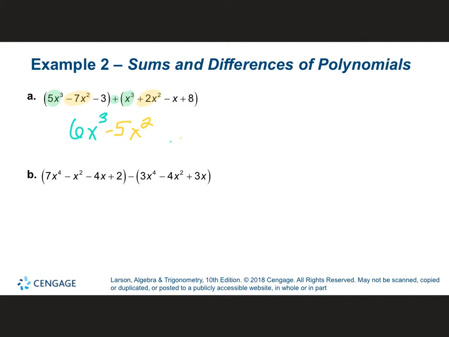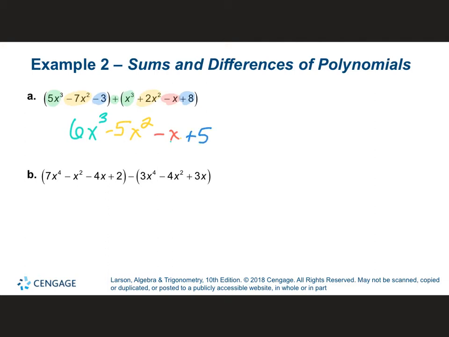And then I'm going to say, okay, I have x cubed, x squared, now I have x to the first power. Do I have any other variable that has x to the first power? And I'm going to say no, so I would just have minus x. And then I have my constant. So I'm going to look at my constant. I have a negative 3 and a positive 8. And we're going to say, oh, okay, well, negative 3 plus 8 is positive 5.